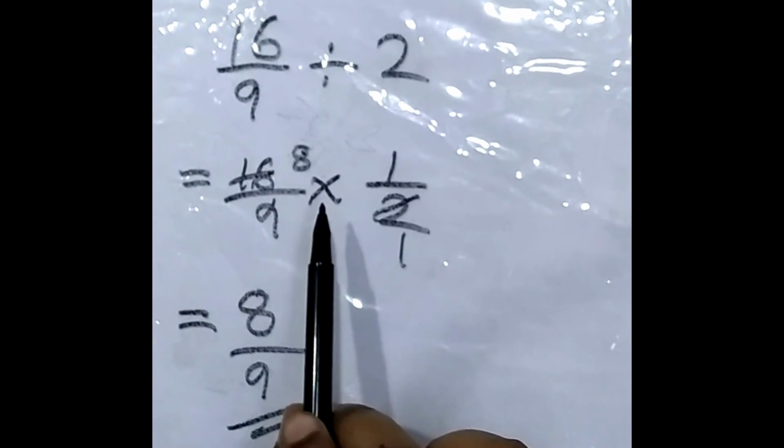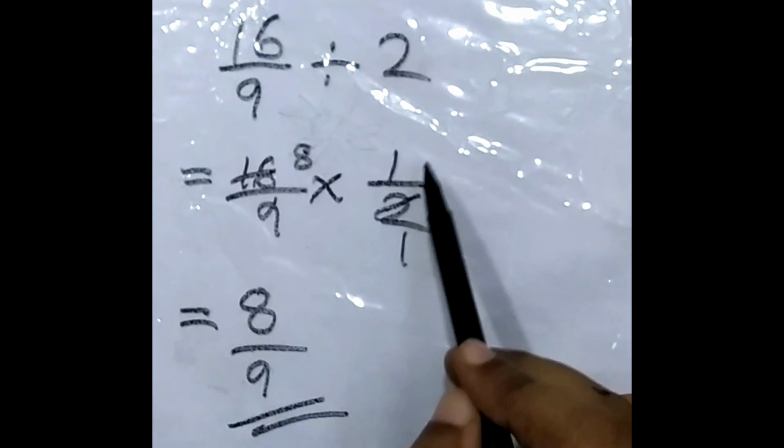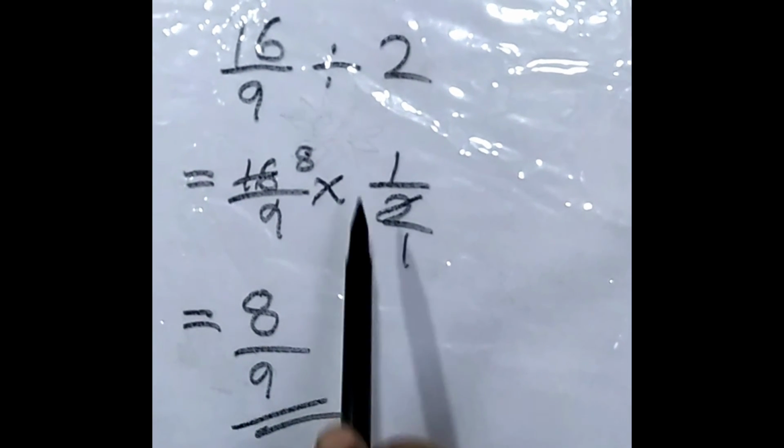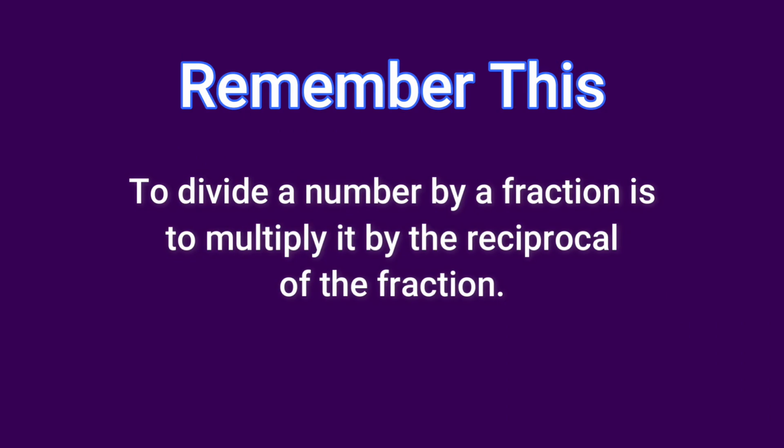Here we have put multiplication and we have taken the reciprocal, so you can cancel. Remember this: to divide a number by a fraction is to multiply it by the reciprocal of the fraction.